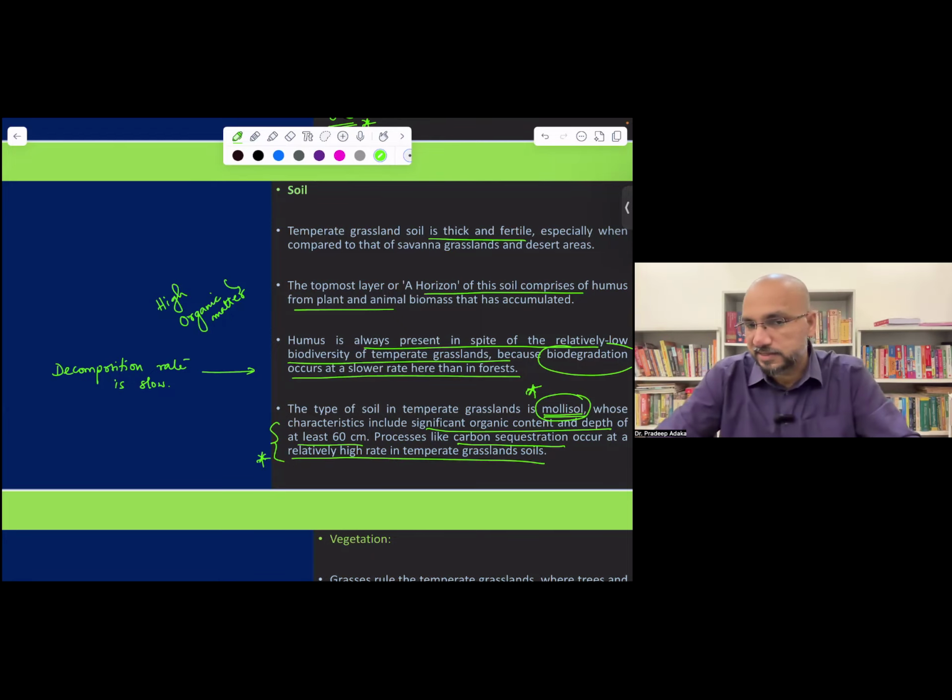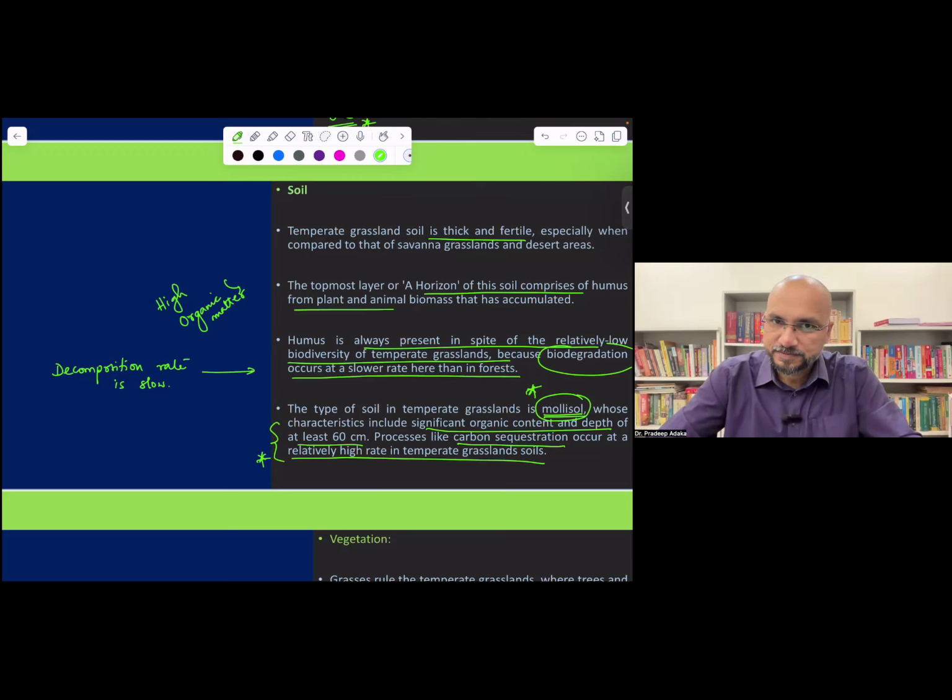Now this question can come, in which biomes is carbon sequestration higher? They can give you savanna biome, tropical rainforest biome, tundra biome. So such options might be there.